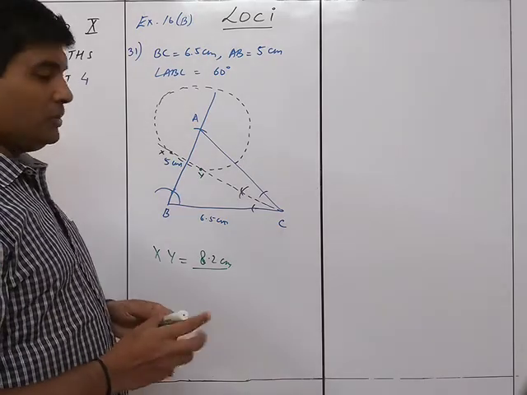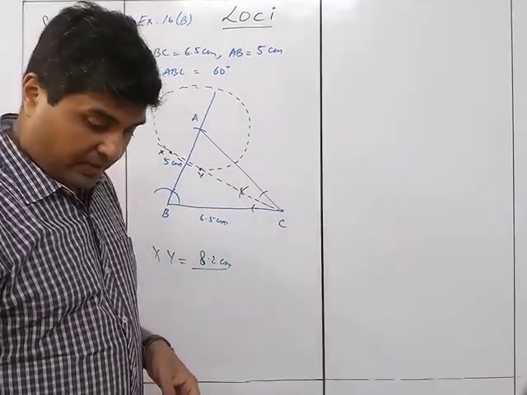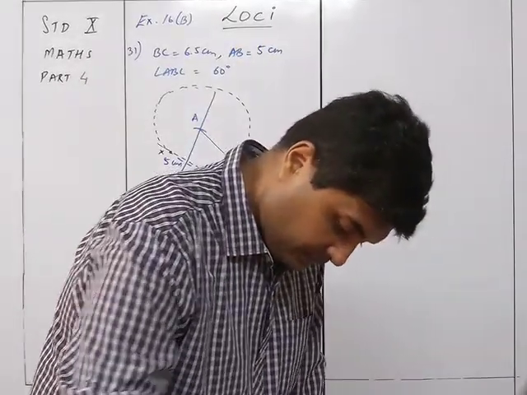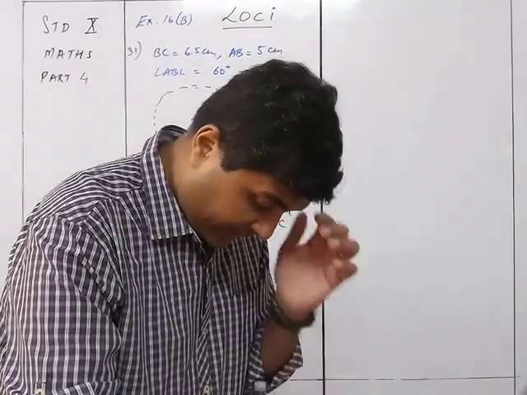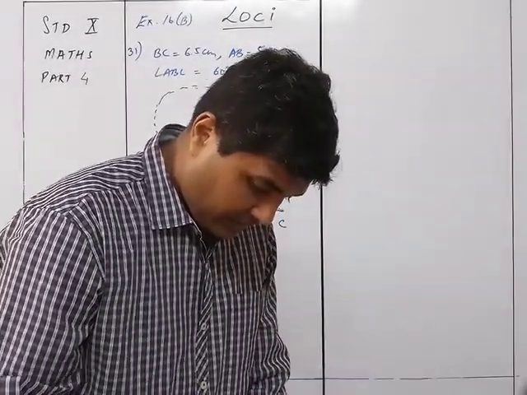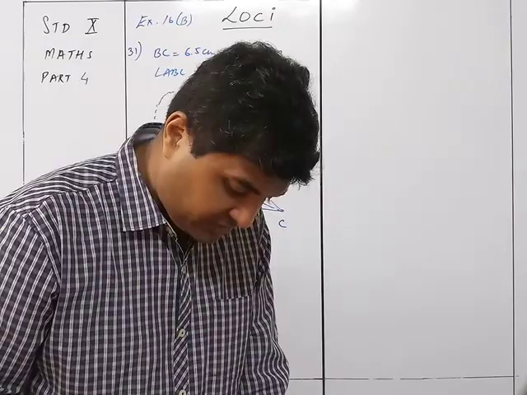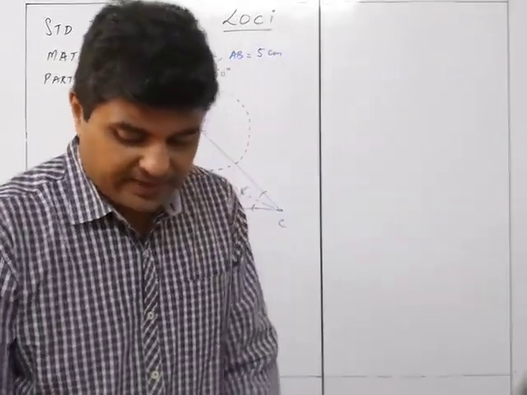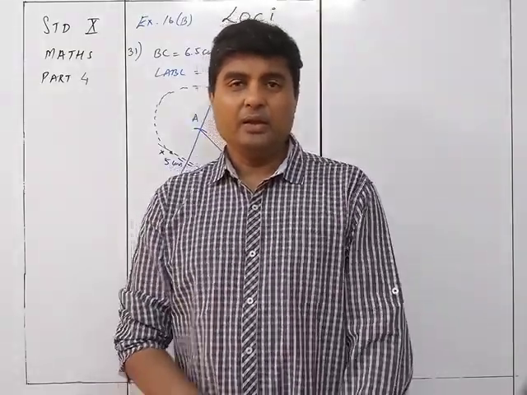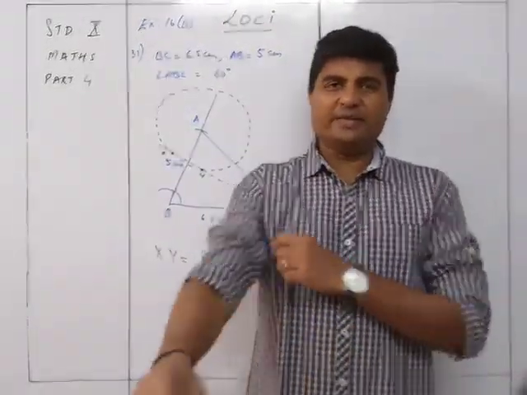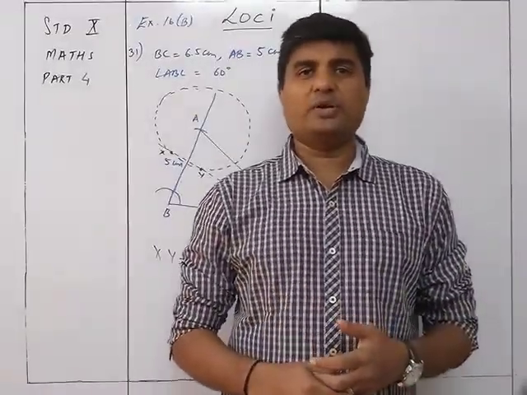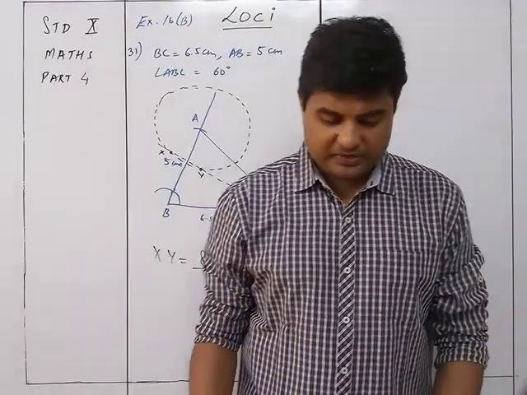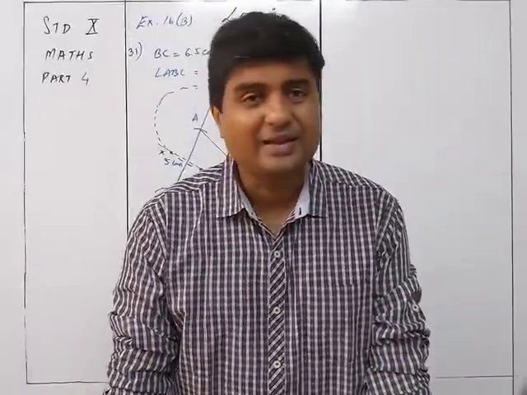Just check it out and see whether you're getting the same answer. You need to find XY, and XY should be 8.2. So this was about Exercise 16B. You can see the construction is quite easy. There is nothing much difficult in it. You just have to understand the locus of the points, and once that is done, it's very easy.